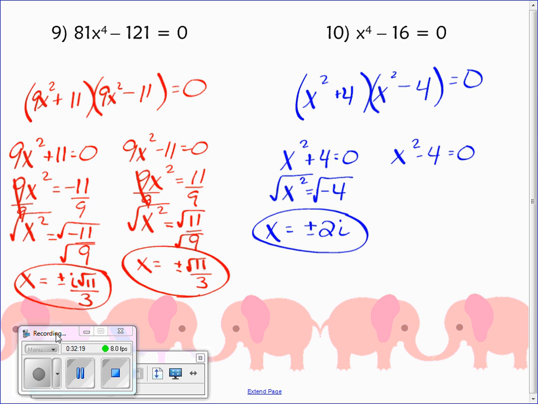Will that cross the x-axis? No, it's imaginary. Add 4. Square root. x equals plus or minus 2. Will that cross the x-axis? Yeah. At 2 and negative 2. When it's a difference of squares like that, it'll only cross at 2 of them.